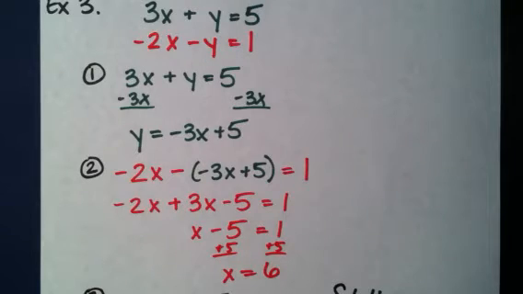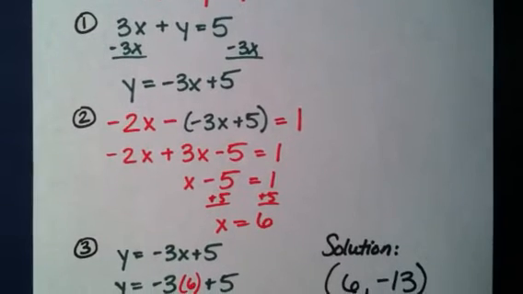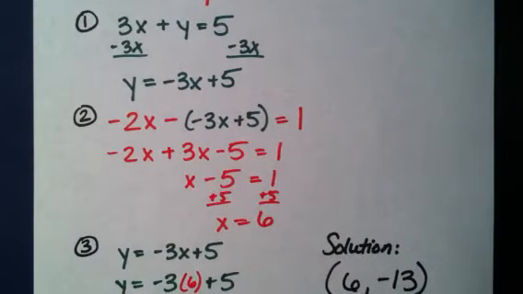I'm then going to take negative 3x plus 5 and substitute it for y in the second equation. So negative 2x minus, in parentheses, negative 3x plus 5 equals 1. Again, don't forget to distribute that negative. So negative 2x plus 3x minus 5 equals 1. Combining like terms, I get x minus 5 equals 1. Lastly, I'm going to add 5 to both sides, giving me x equaling 6.